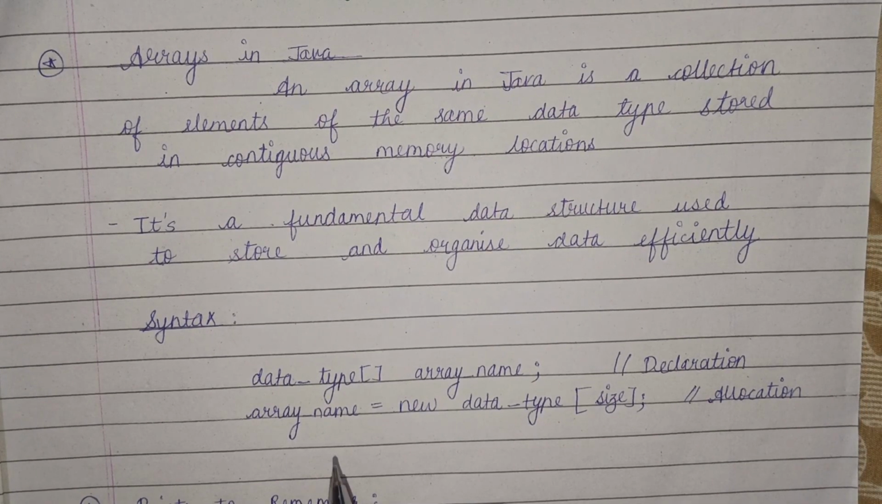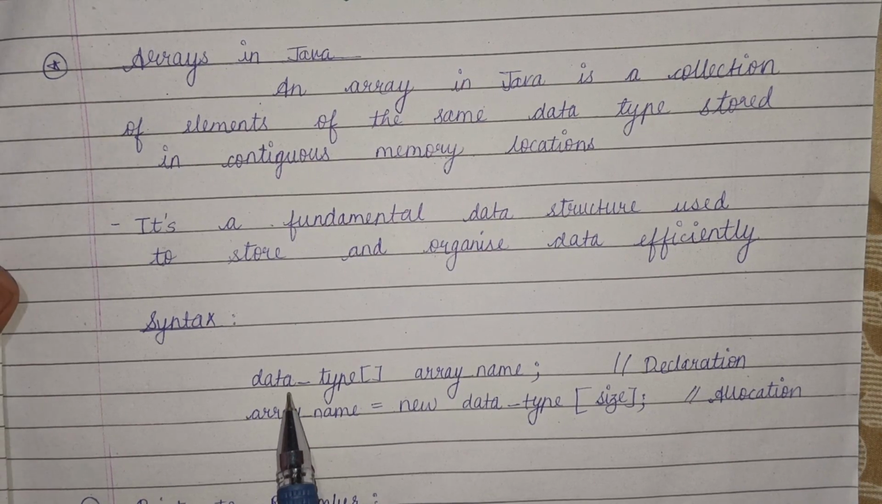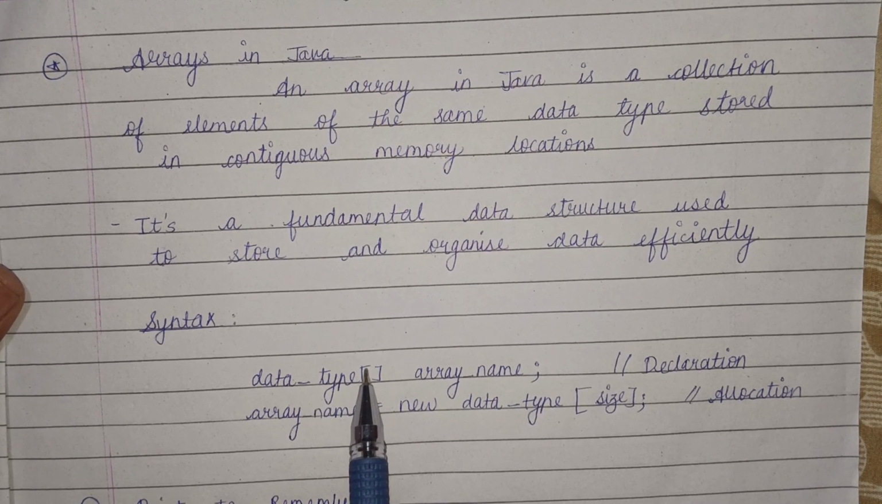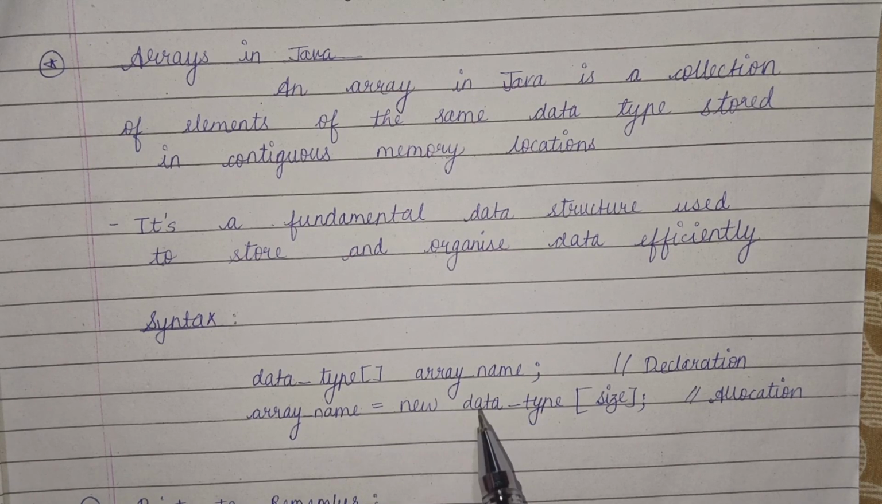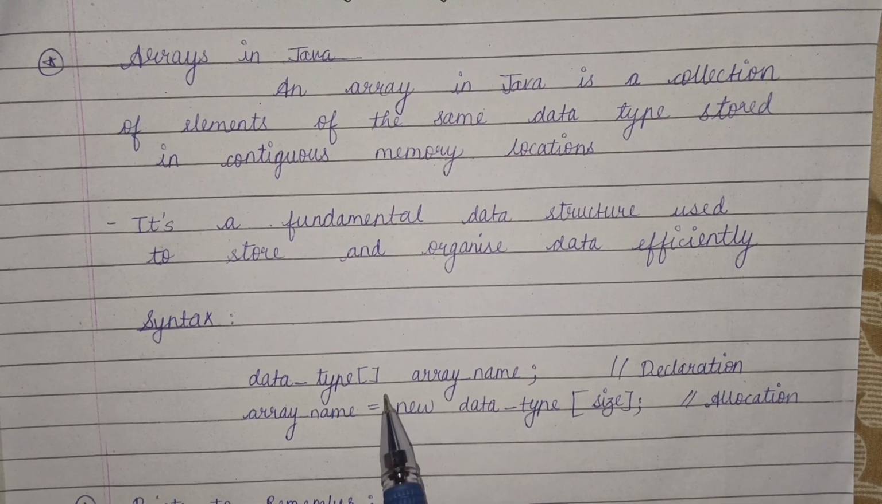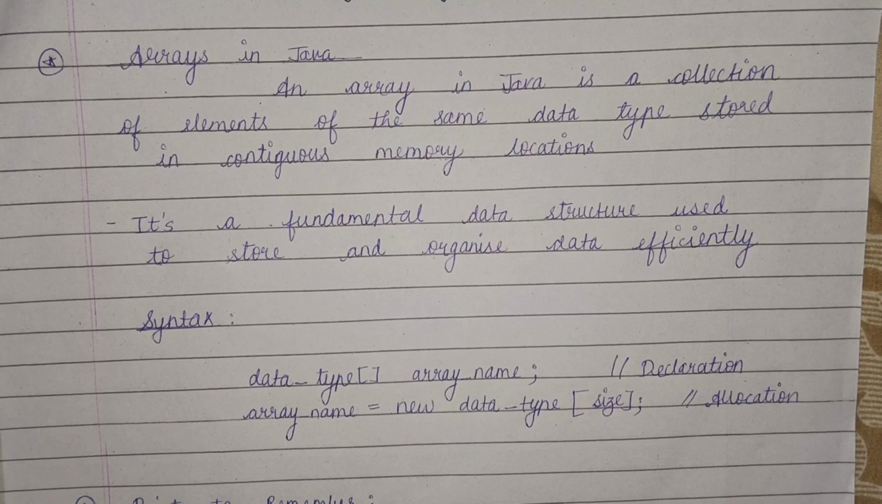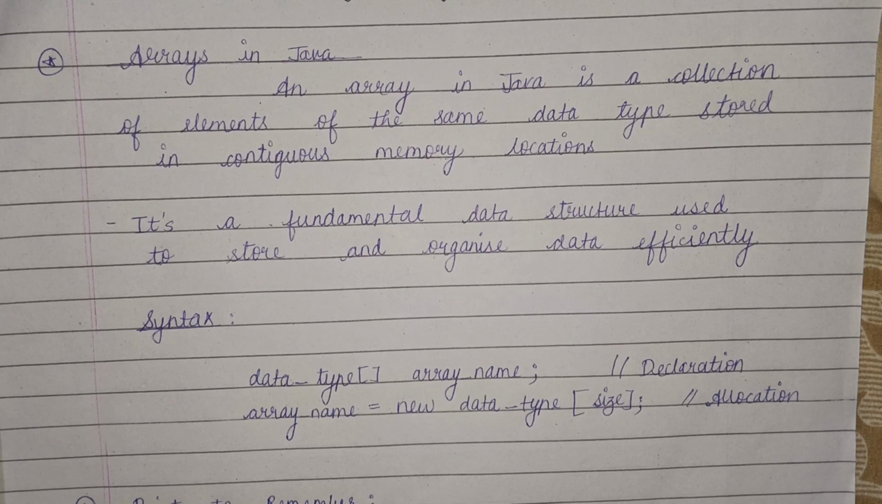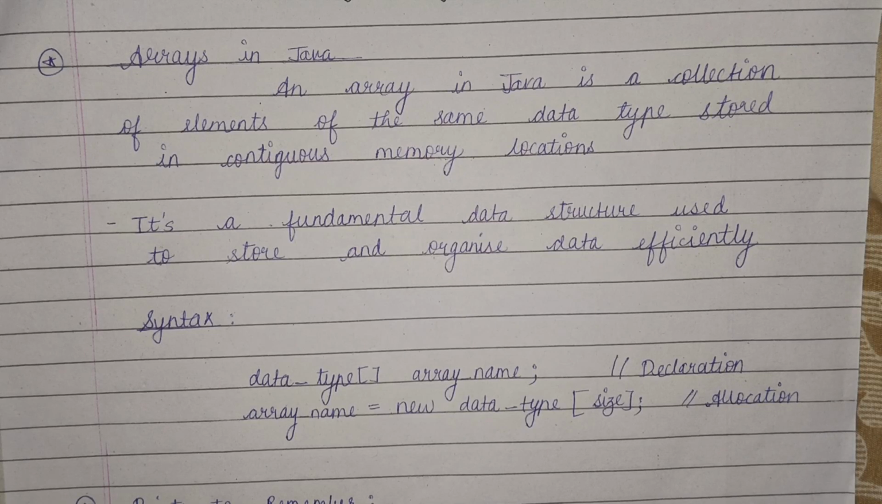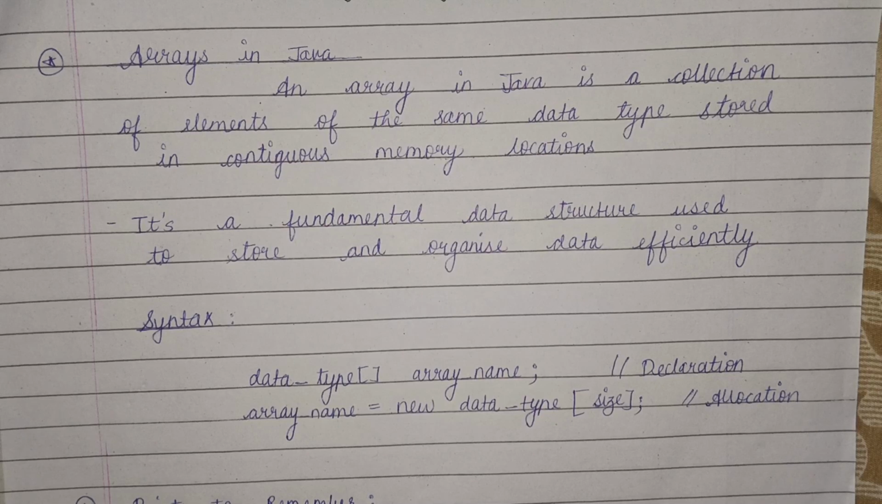So to create an array in Java, this is the syntax: data type, this bracket, we need to specify the type of data, and the array name here. This is how we can declare the array in Java. As we are declaring the array, we need to declare the array size also.